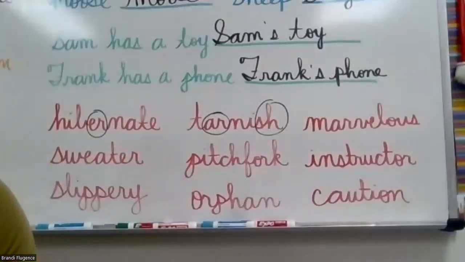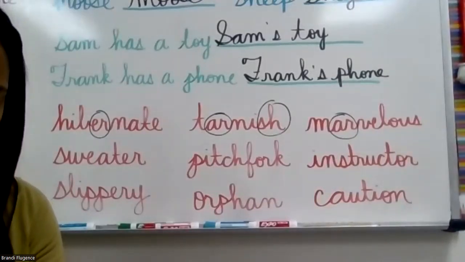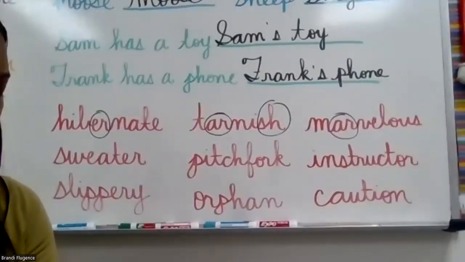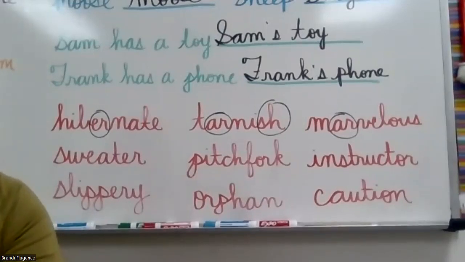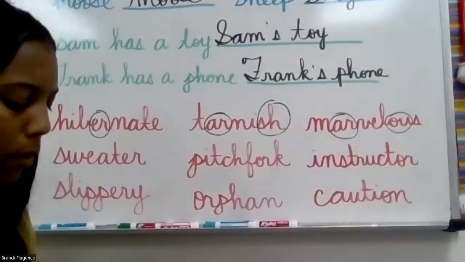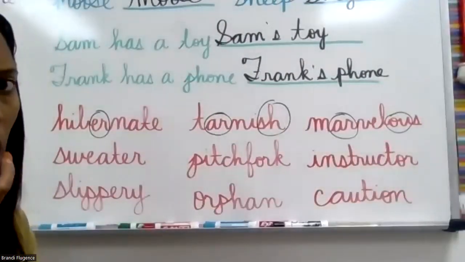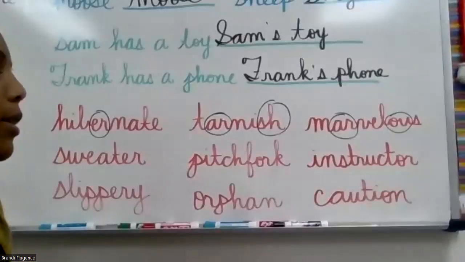Next one. Avaya, sound. A-R. Triple A-R. Good. One more. E-V-E. Not V-E. Look again. O-U, O-U. Okay, what's the word? Marvelous. Good.